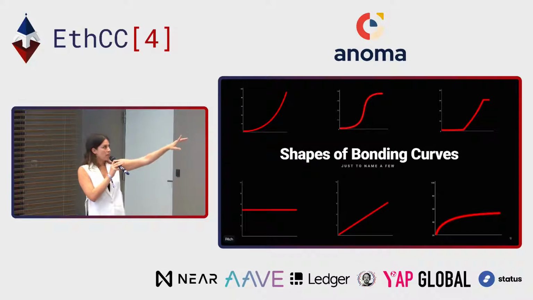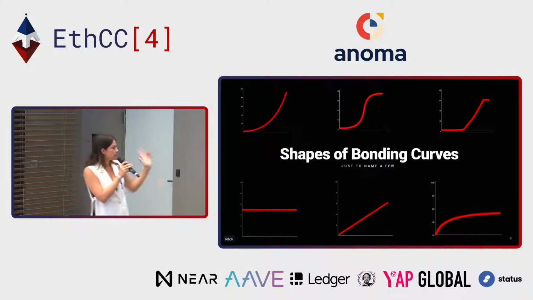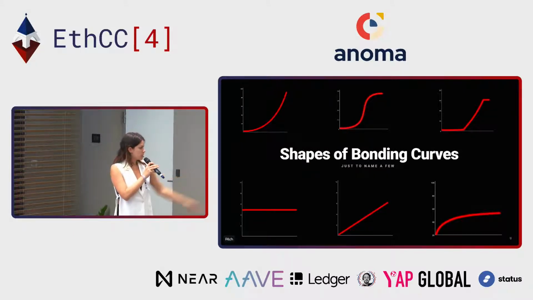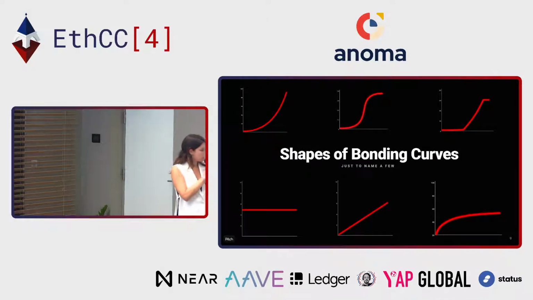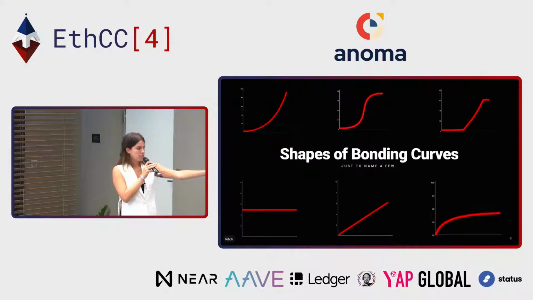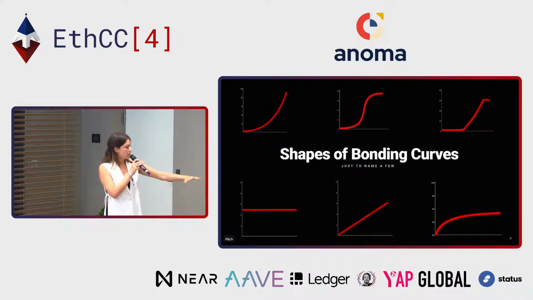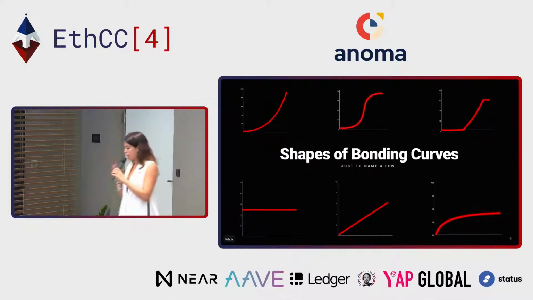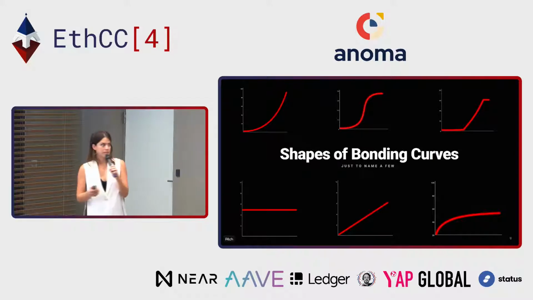In the far right at the top, we have a piecewise function. Here we have a stable token, so as more tokens are minted, the price does not move. We have a linear in the bottom, and then we have a sublinear in the bottom right. And all of these we will go into more depth, but just so you know, the x-axis is the token supply, and the y-axis is the price at any point.